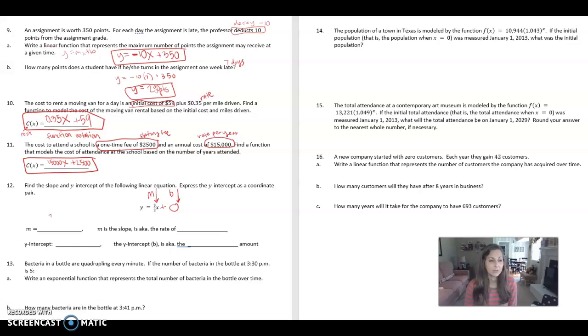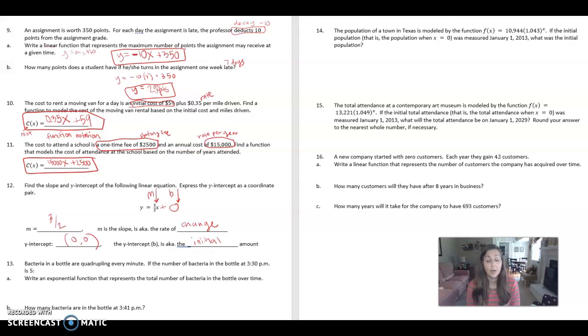So M is 3/2. M is the same as the rate of change. Our y-intercept, they want it as an ordered pair, so it would be (0, 0). And the y-intercept is the same as the initial or the starting amount. You can use either one of those words.